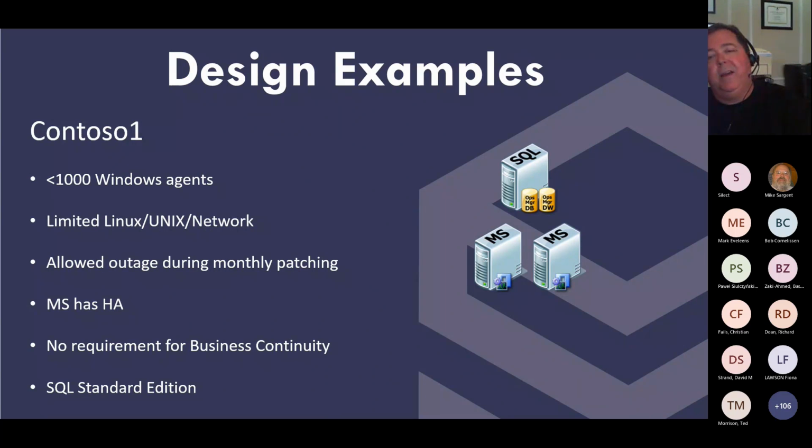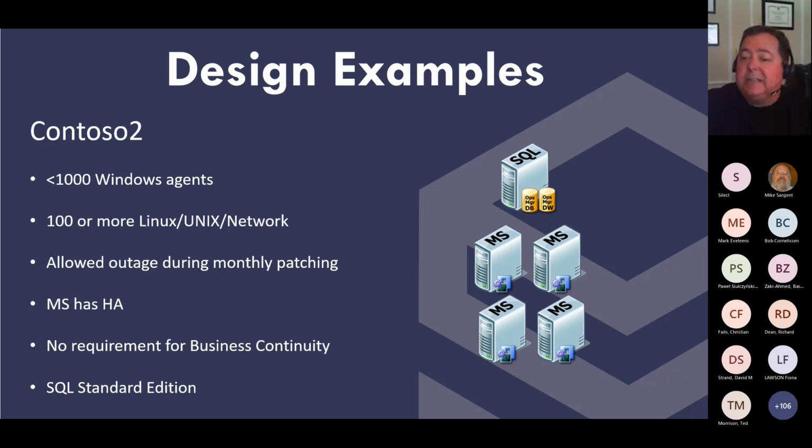All right, so let's talk about a couple quick design examples. Here's company Contoso One. They have less than 1,000 agents. They don't do Unix and Linux. They're allowed monthly outages for patching, so they don't need HA for SQL, but they deploy 2 management servers because that's our standard. So this is the simplest design. It's probably also one of the most common designs out there, and this supports up to 1,000 agents. If I add a bunch of Linux systems, at that point I'll say, let's deploy 2 more management servers and have a dedicated pool of 2 or more management servers for the Linux systems. And obviously with this design, as you scale up in agent count, you would just add more management servers.